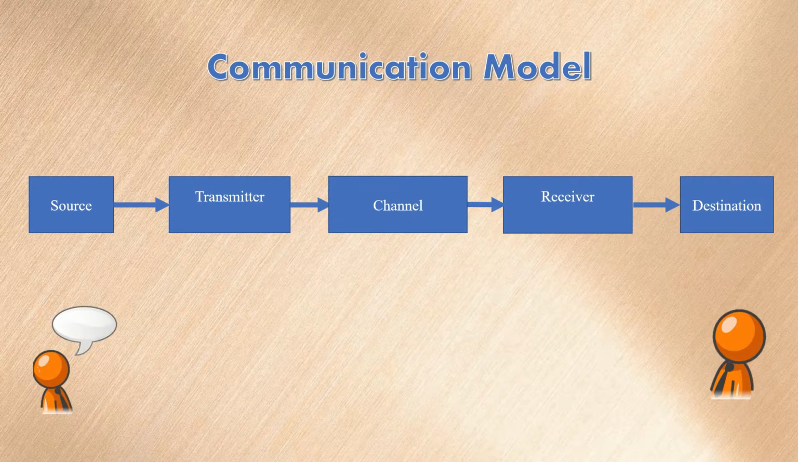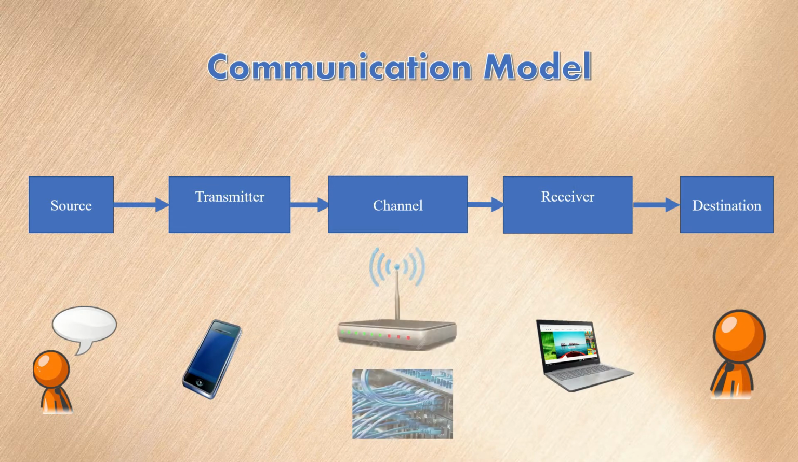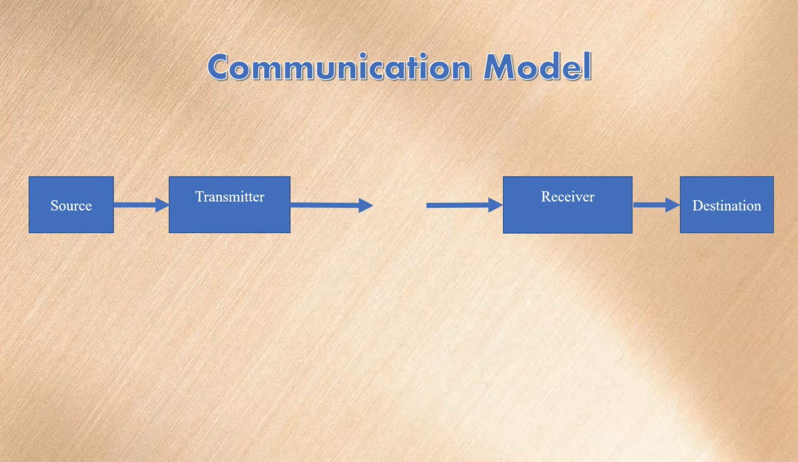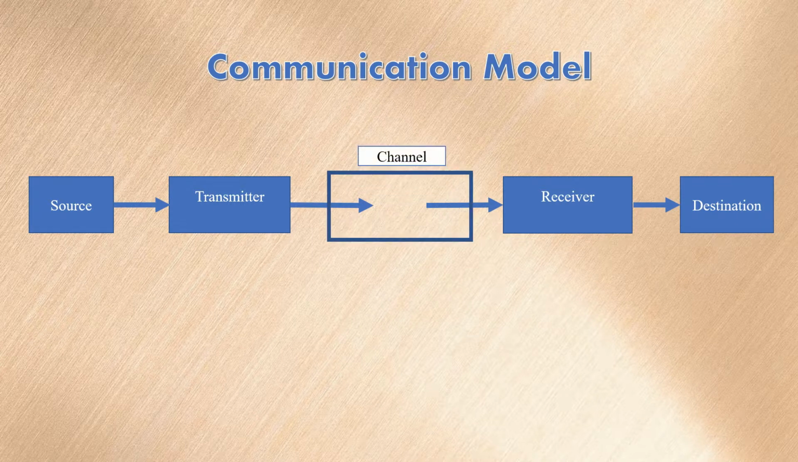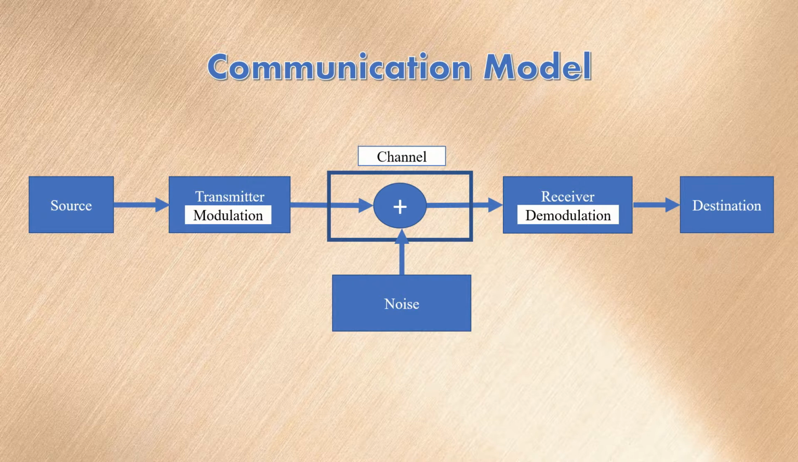Source and destination are the persons who are going to transfer the information. Transmitter and receiver are the devices which are responsible for transferring the information, and the channel is the medium, which may be either a wired medium or a wireless medium. In the real world, the channel doesn't transfer the information from the transmitter to the receiver as it is. Instead, it adds some noise along with the information. Modulation happens at the transmitter side and demodulation happens at the receiver side.